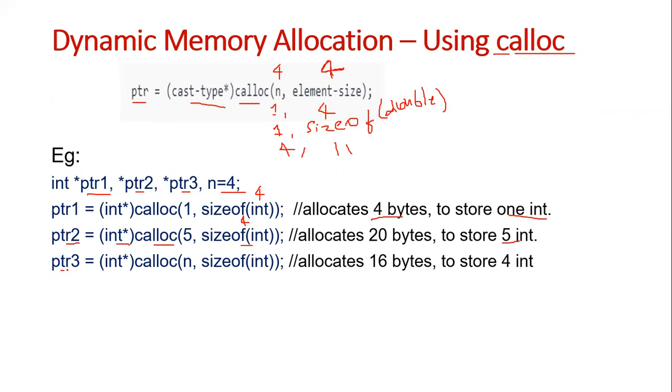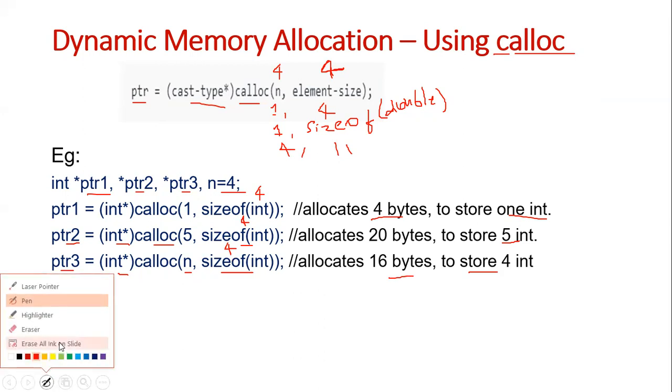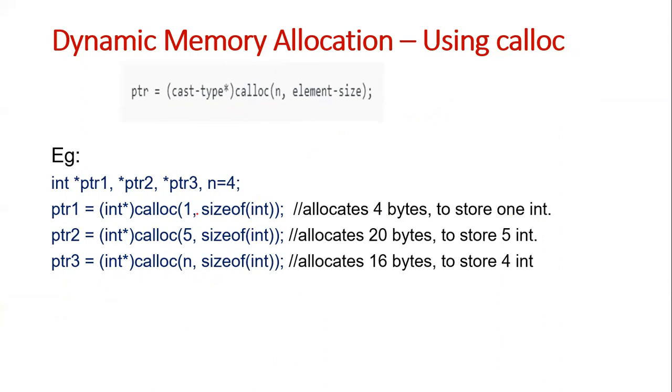Or you can use it like this: ptr3 is equal to (int *) calloc(n, sizeof(int)). Size of int is 4, so n units of 4 bytes of memory will be allocated. Here n is 4, so it will allocate 16 bytes to store 4 integers. Other than that, everything is the same. Here you need not use sizeof for the count. You can just say 1 comma sizeof(int), which will allocate memory for storing one integer; 5 comma sizeof(int), which will allocate memory for storing 5 integers; n comma sizeof(int), which will allocate memory for storing n integers.